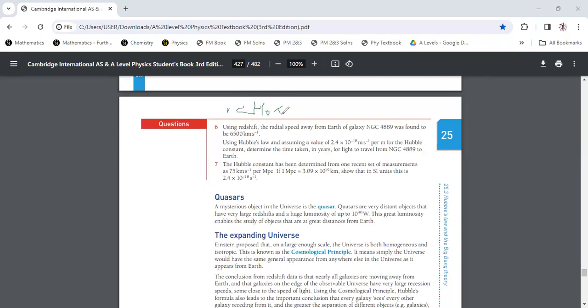Let's try question 6. NGC 4889 has a redshift velocity of 6,500 kilometers per second, moving away from Earth, which is the answer that we got earlier on. Let's assume that Hubble's constant has this value, as it hasn't been clearly determined yet. How long does it take for light to travel from this galaxy to Earth? It sounds pretty scary, but always remember, let's convert 6,500 to SI units.